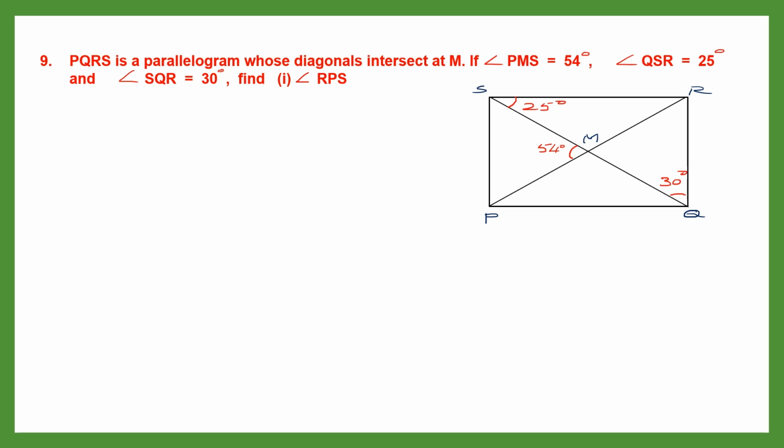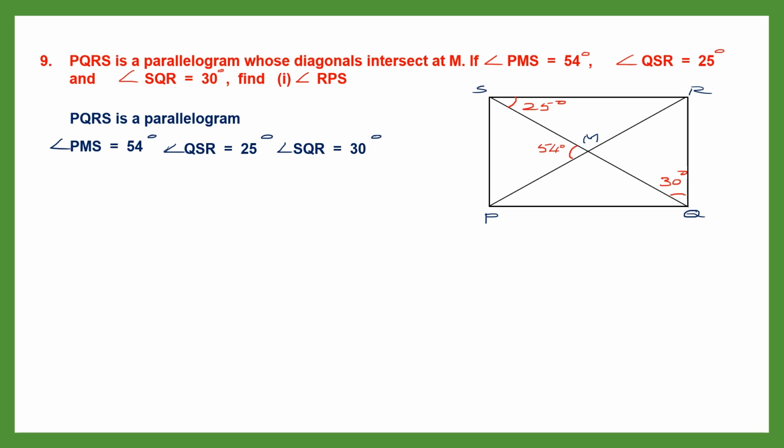Now we have to find the first one, angle RPS. So what is given to us? PQRS is a parallelogram given to us. Angle PMS is 54 degrees, it's given to us. Then we have angle QSR is 25 degrees, and then we also have angle SQR is 30 degrees. So much is given to us. Now we have to find the first one, that is angle RPS. Now where is that? Now here we have angle RPS. That means this is the angle that we need to find out.